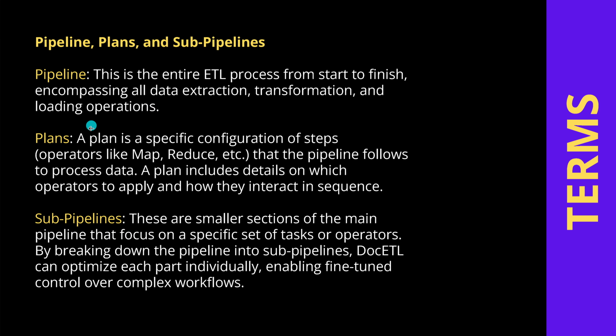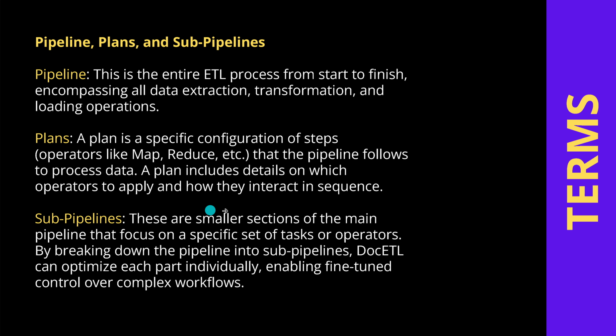Maybe pipeline, plans, and sub-pipelines. Let's be really clear. The pipeline, the ETL pipeline, is the entire ETL process from start to finish, encompassing all the data extraction, transformation, and loading operations. What is a plan? A plan is a specific configuration of steps, like how to do the operator algebra of map, reduce, filter, split, and gather, that a pipeline follows to process the data. So a plan includes all the details you need on which operators to apply and how they interact in a linear sequence, for example.